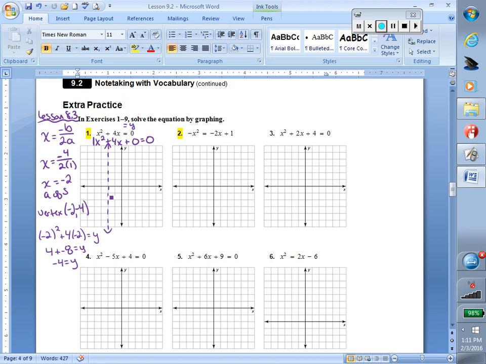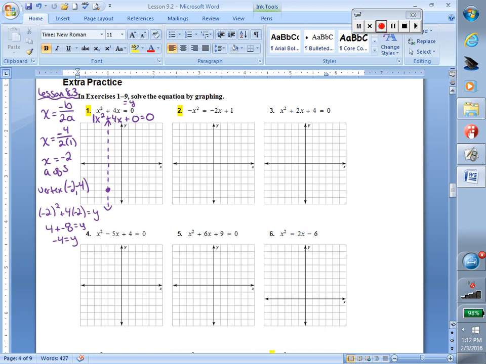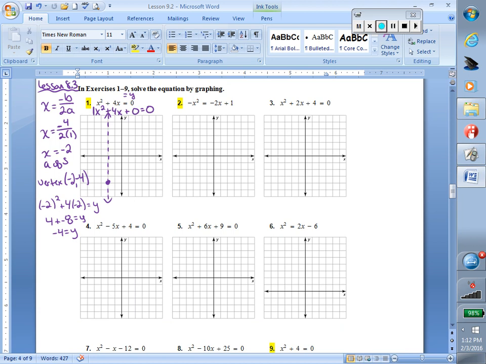So negative 2, negative 4. I've got my vertex, negative 2, negative 4. So I've got the middle of my graph. So now once I have the middle, we can go to our usual fallback: we can make a table of values, a table of ordered pairs. And we're not going to do question 4, so don't worry if you're running out of space.